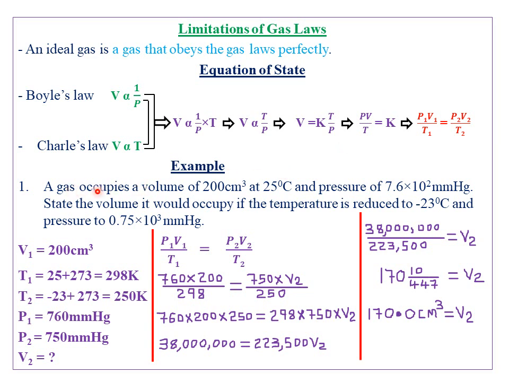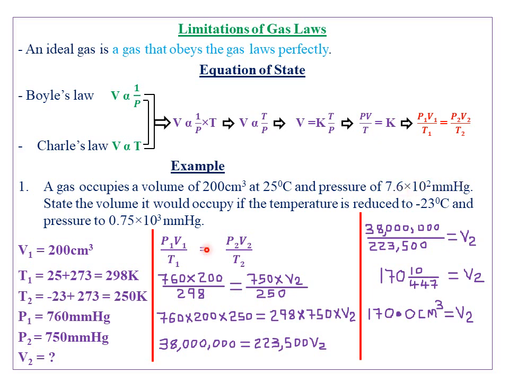So our example is that a gas occupies a volume of 200 cubic centimeters. So that is our V1, which is 200 cubic centimeters, or volume at point 1, at 25 degrees Celsius. So that is our T1. Again, we said that this formula can only work if the temperature is expressed in the absolute scale, or in Kelvin. Therefore, to convert our T1 into the Kelvin scale, I'll simply take 25 and add 273, which equals 298 Kelvin. And pressure of 7.6 times 10 power 2 millimeters of mercury.